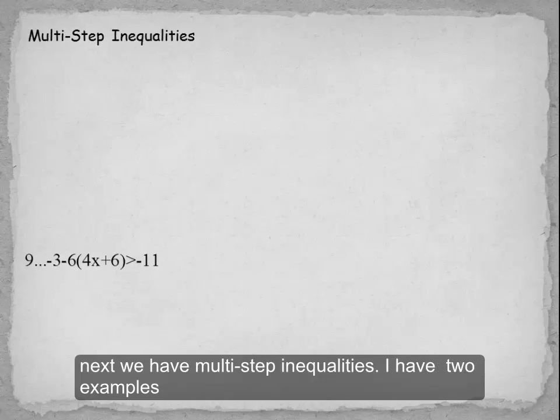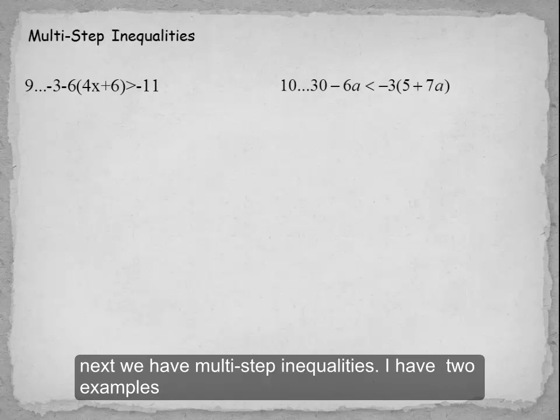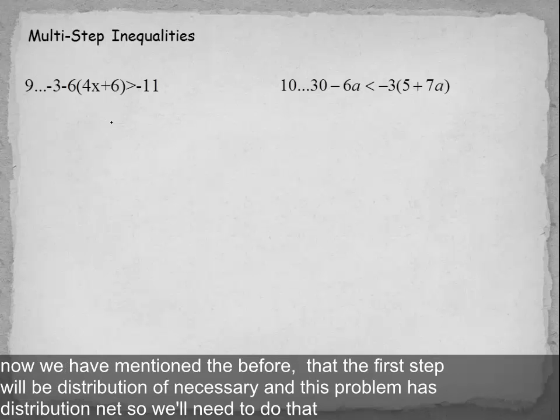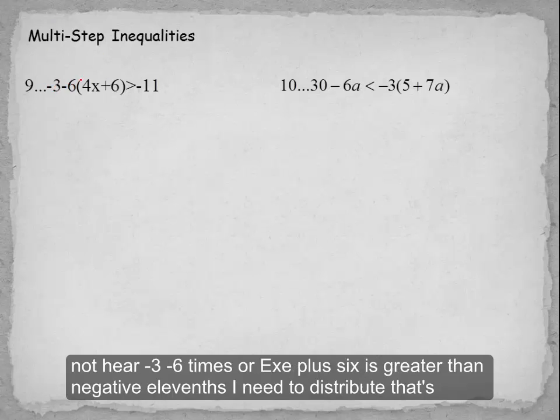Next we have multi-step inequalities, and I have two examples, one with variables on one side and one with variables on both sides. Now, we had mentioned before that the first step will be distribution if necessary, and this problem has distribution in it, so we'll need to do that. Here I have -3 minus 6 times 4x plus 6 is greater than -11. So I need to distribute this.